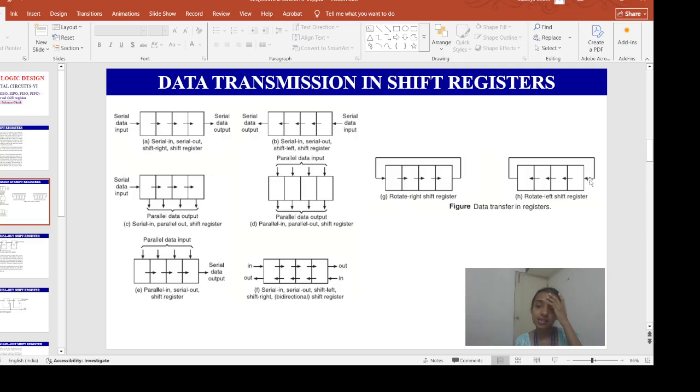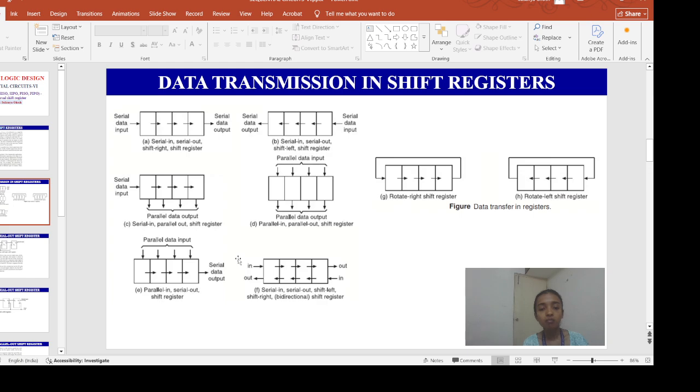Over here you can see the data coming from right to left, and whatever data is available here, from that last cell the data is again entering and following that right to left format. That is why it is called rotate left shift register.